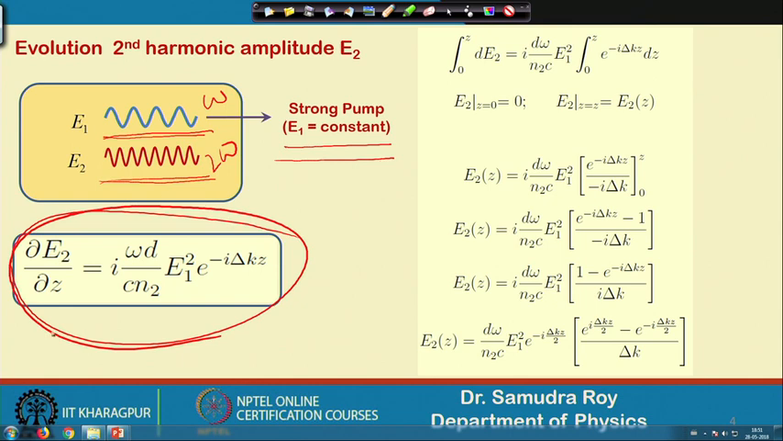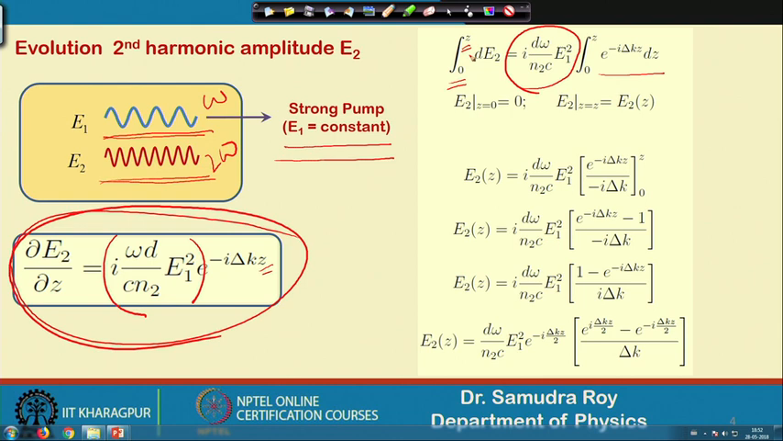Now this differential equation is solvable because we have dE2/dz and the entire term is now constant. If this entire term is constant, we can take it out of the integration. So, in the integration we have only the exponential term which contains z, and we integrate both sides with respect to z, from 0 to z. So, we integrate this differential equation.